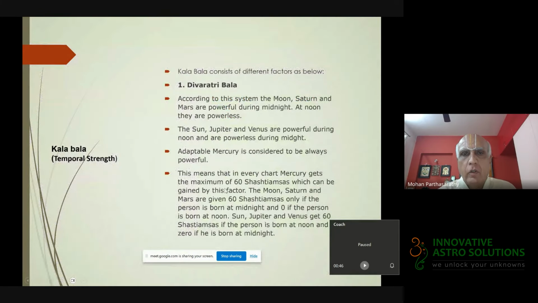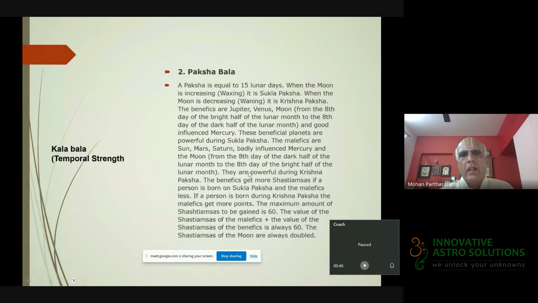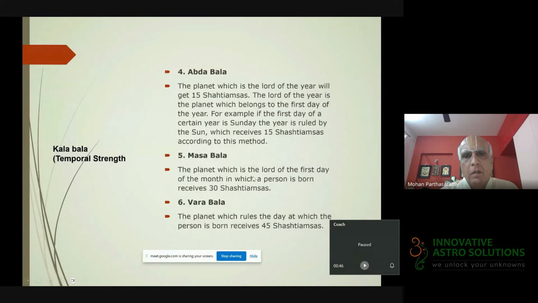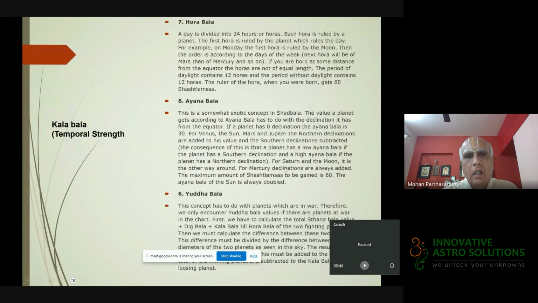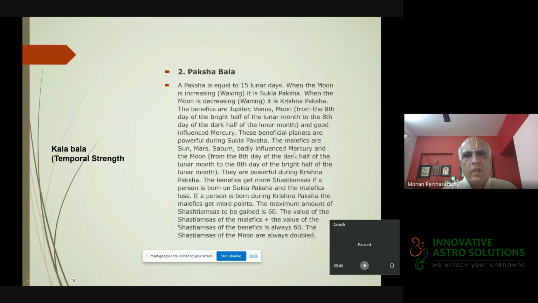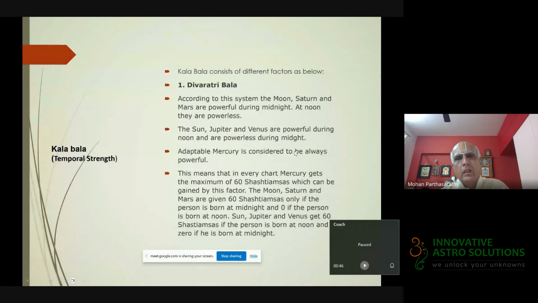So we proceed to Kalabala. Kalabala consists of different factors such as Divaratri Bala, Paksha Bala, Tribhaga Bala, Abdha Bala, Masa Bala, Vara Bala, Hora Bala, Ayana Bala, Yuddha Bala. So we will first look at Divaratri Bala. According to this system, the Sun, Moon, Saturn and Mars are powerful during midnight. So certain planets are very powerful at night, certain planets are powerful at noon and in the daytime. So Moon, Saturn and Mars display their power at midnight.